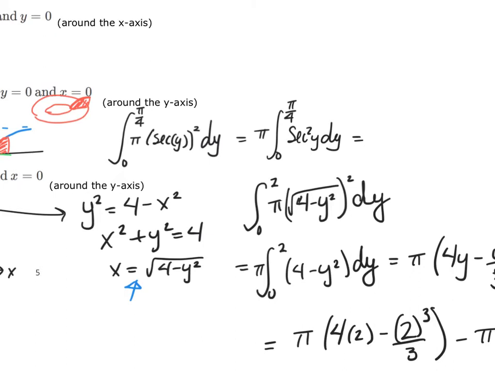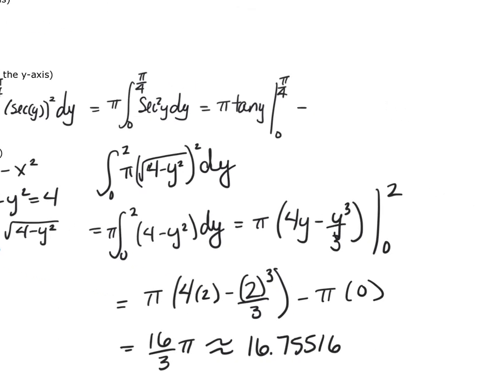What is the antiderivative of secant squared? Tangent. So this is going to equal pi times the tangent of y evaluated between 0 and pi over 4. So this is going to be equal to pi times the tangent of pi over 4, minus pi times the tangent of 0. The tangent of pi over 4 is just 1, so this is just going to be pi. The tangent of 0 is 0, so it is minus 0, so my answer is just pi.